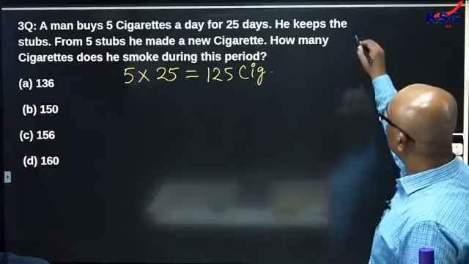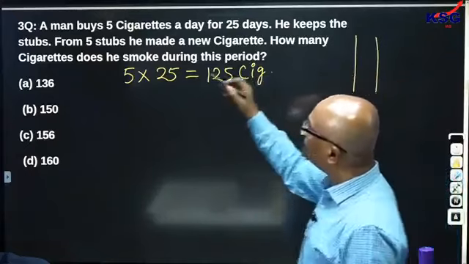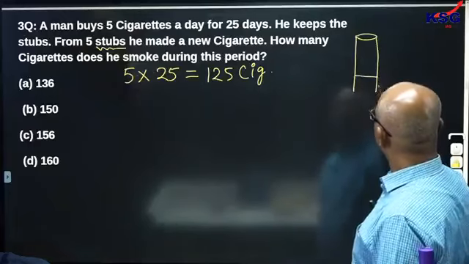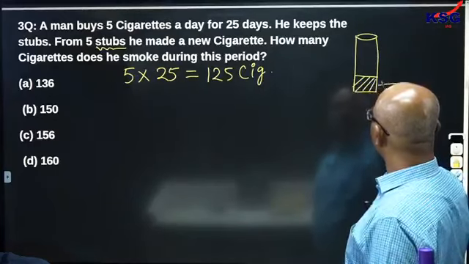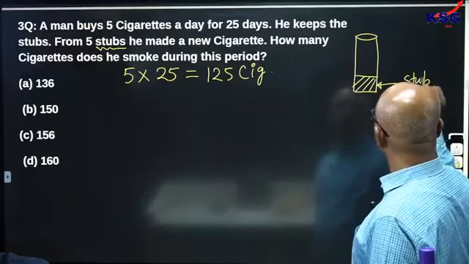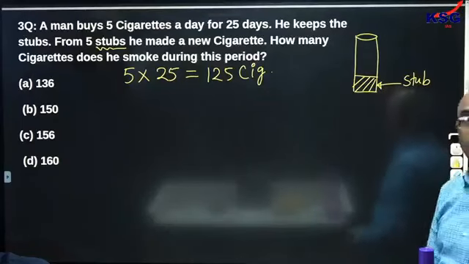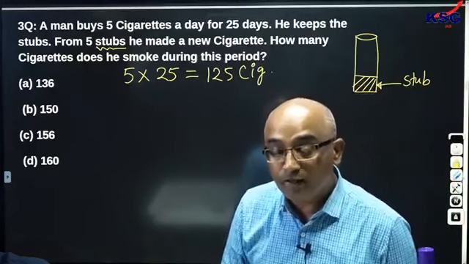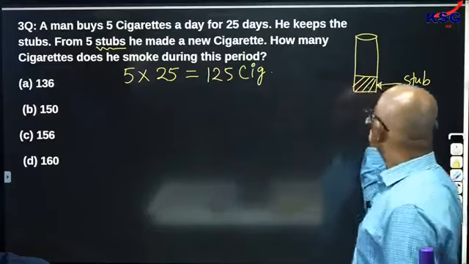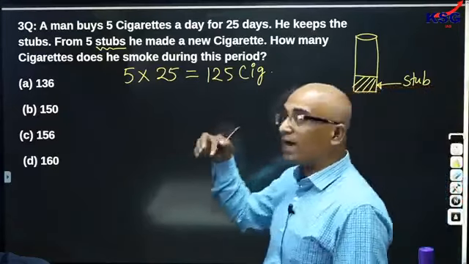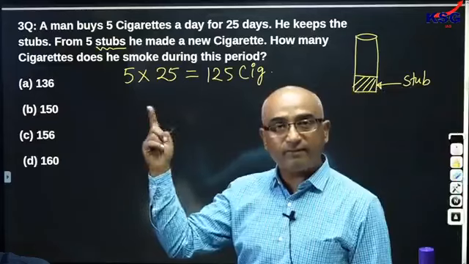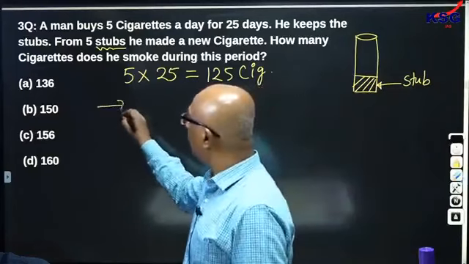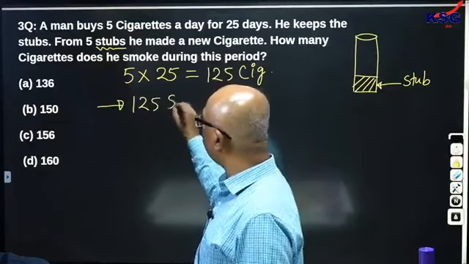हाँ जी, ये देखो student, here the question is what means stubs? One can use common sense. See this. This filter is known as stub. You can use your sense to understand the meaning of stubs. So the filter left after smoking is known as stub. So after smoking 125 cigarettes, each cigarette will produce one stub. Each cigarette produces one filter. So 125 cigarettes will give you 125 stubs.